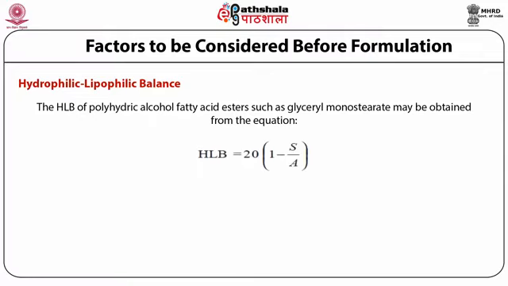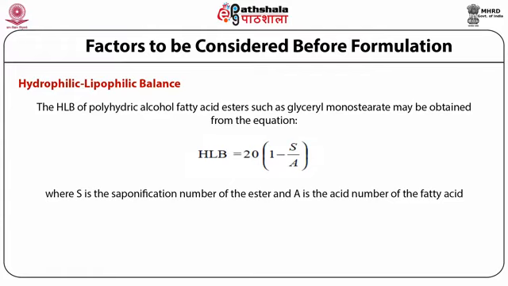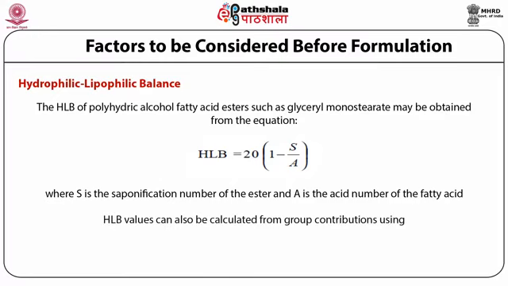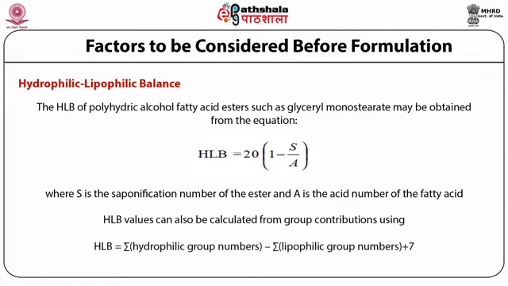HLB is equal to 20 inside the bracket 1 minus S by A, where S is the saponification number of ester and A is the acid number of fatty acid. HLB value can also be calculated from the group contribution using this formula: HLB is equal to summation hydrophilic group number minus summation of lipophilic group number plus 7.